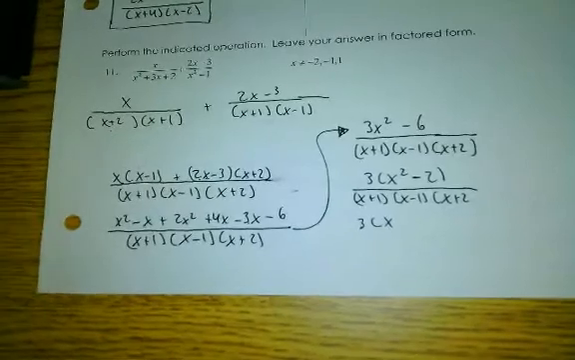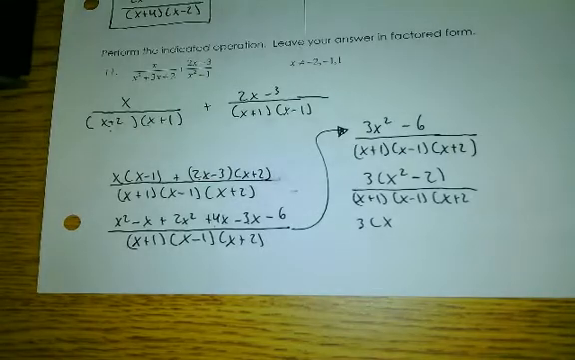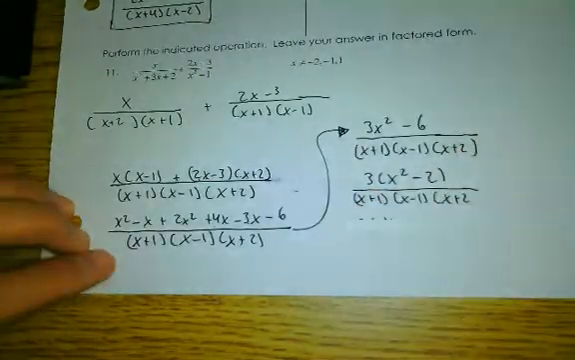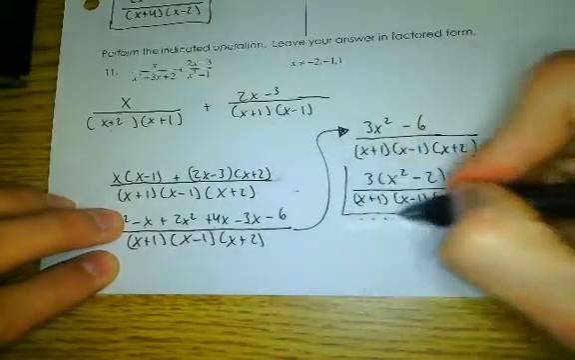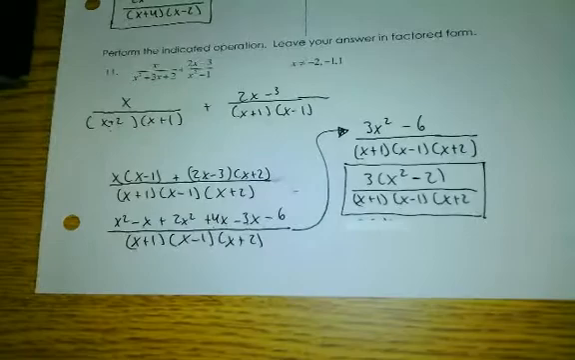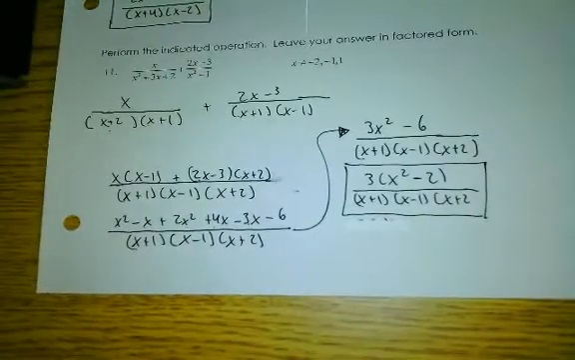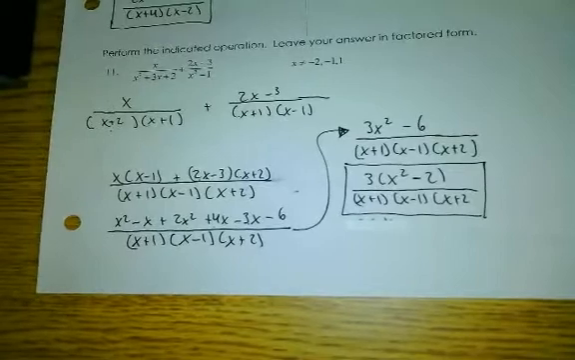So that means our final answer should be here. Okay? Technically, you could factor this to be x plus square root of 2 times x minus square root of 2, but I want you to leave it as whole numbers. Okay? Alright, questions on that?